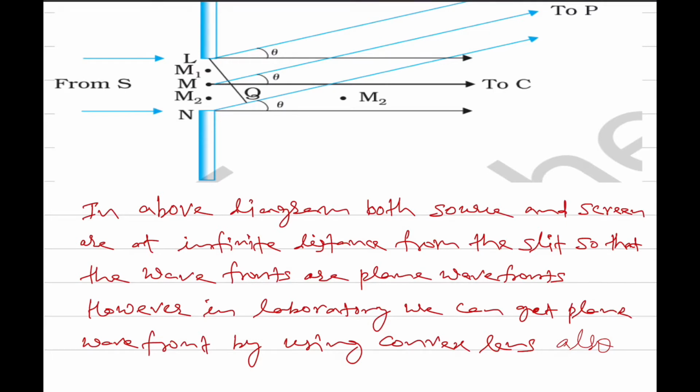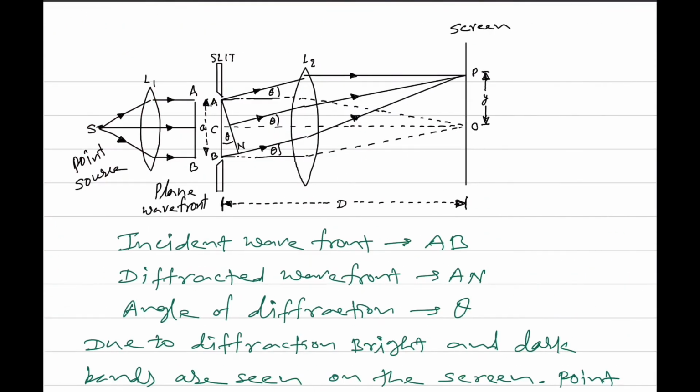But this arrangement is quite unsuitable for getting the fringes, so we use some other technique to get plane wavefront in the laboratory, and that is, in laboratories we can get plane wavefront by using a convex lens also. That you will see in the remaining section, how this convex lens is used to demonstrate the experiment of Fraunhofer diffraction. So just see here the diagram.